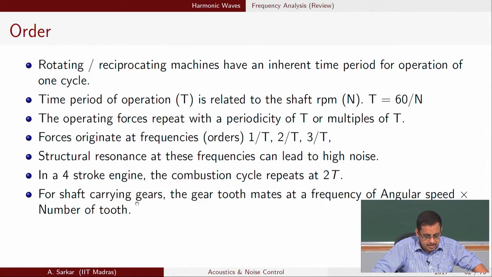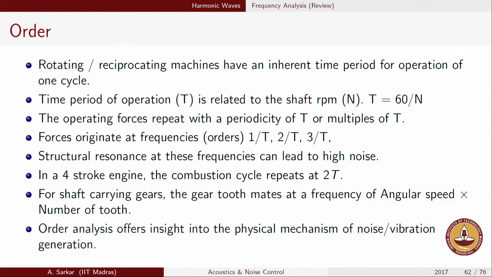Similarly, for the shaft carrying gears, when the gear teeth meet, the fundamental frequency will be the angular speed times the number of teeth. This is dictated by the time period taken for 2 consecutive engagements between 2 consecutive gear tooth pairs. This is called the gear meshing frequency. So, the gear mesh frequency is given by angular speed times the number of teeth.